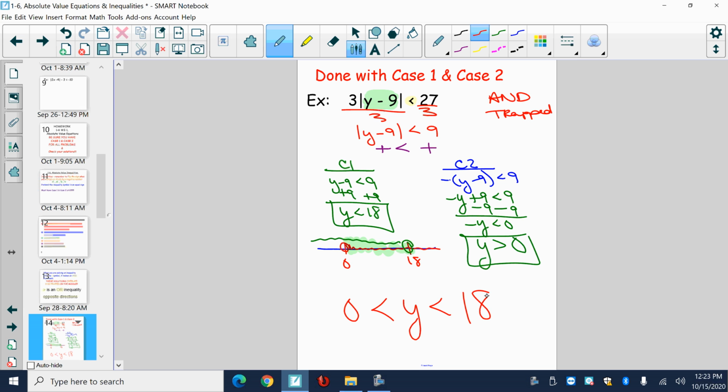You must always have the less than symbols. It can be less than or it can be less than or equal to depending upon what the dot is, if it's open or if it's closed. This is the answer. Now, this is doing exactly what we did last time with the equations, doing case 1 and case 2, and it works beautifully, but I'm going to show you a trick.